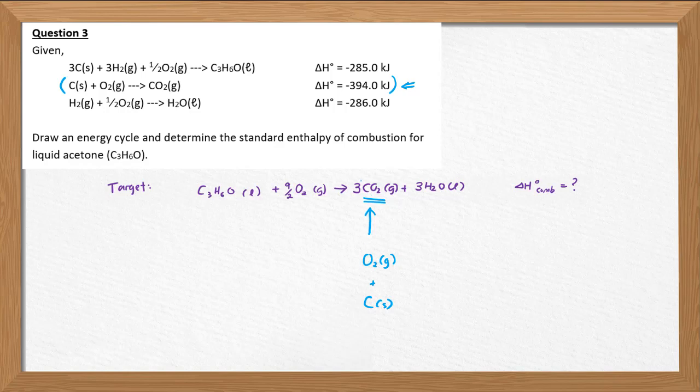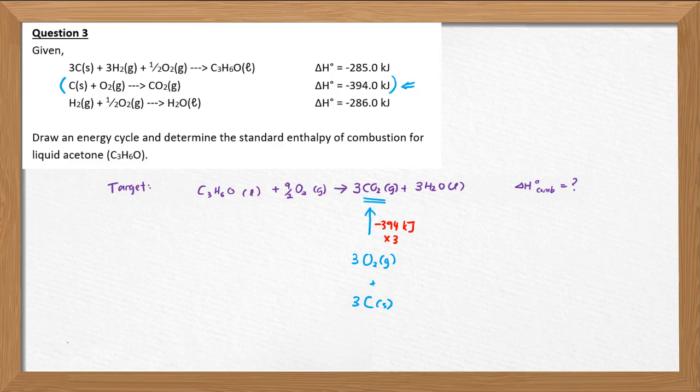But in this case, because in our target equation we have 3 molecules of CO2, therefore I need to have 3 carbon, I need to have 3 moles of oxygen. So this equation is considered balanced. So that means our enthalpy over here, negative 394 kilojoule, we need to multiply by 3.